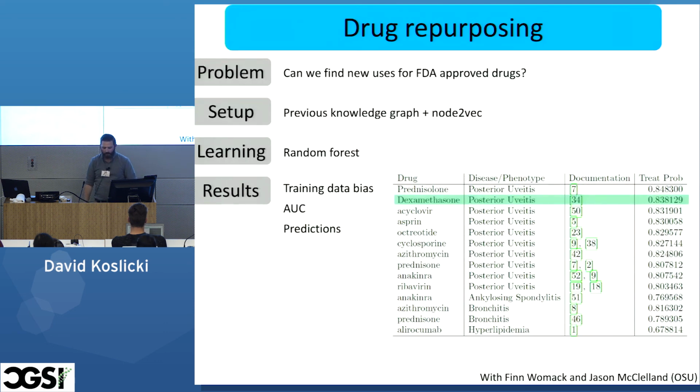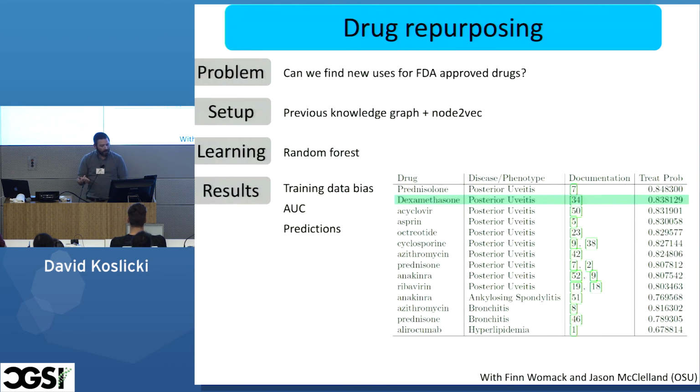And some of these are actually pretty cool. So dexamethasone being used to treat a certain eye disease, posterior uveitis. The reason why this one wasn't in our training data is that it's only in a phase 2 clinical trial. So it's not yet completely approved, but we thought that was particularly interesting.